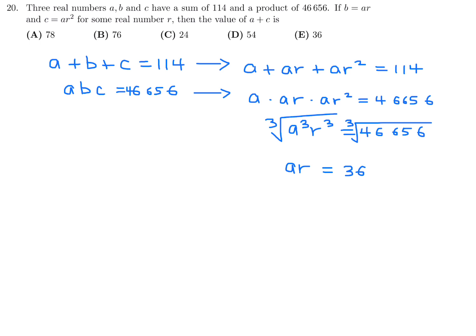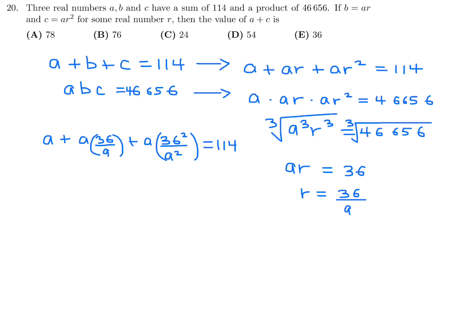Isolate for one of these. Either one, it doesn't really matter. I'll just do R, 36 over A. And then now we use this, substitute it into this, and that will help us solve for A. So I've got A plus A times R, but R is 36 over A, plus A times R squared, so I got 36 squared over A squared. And that is equal to 114.